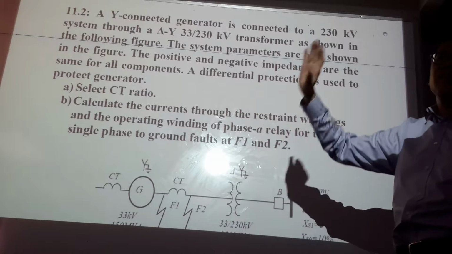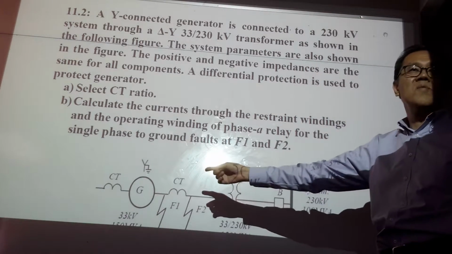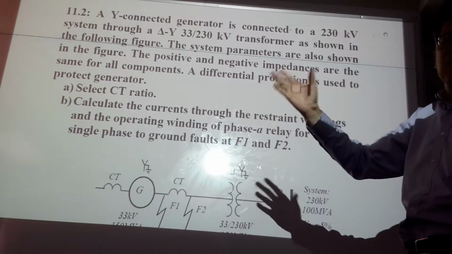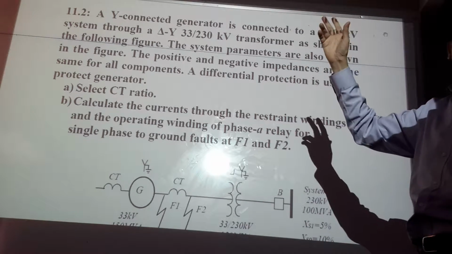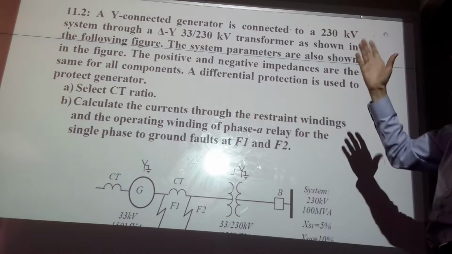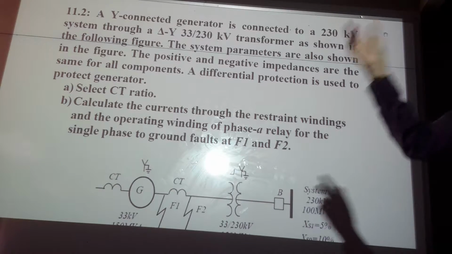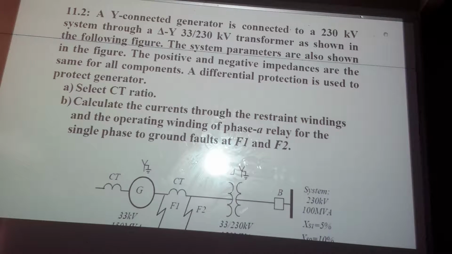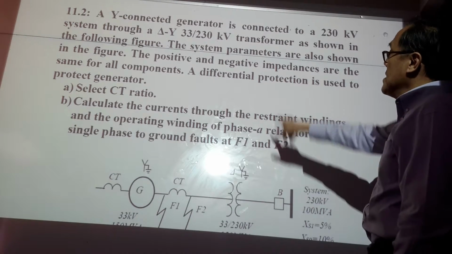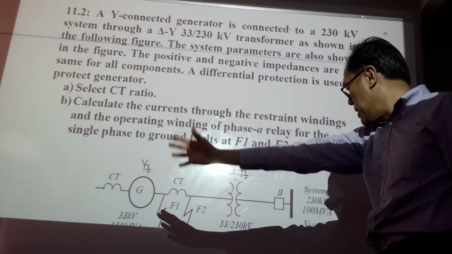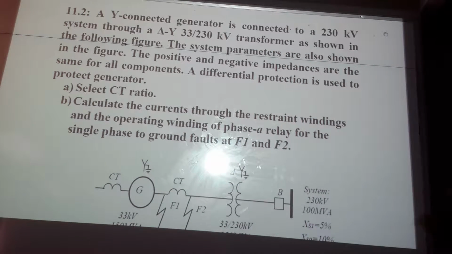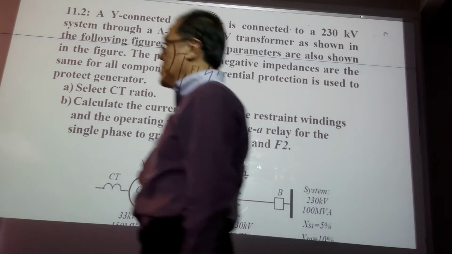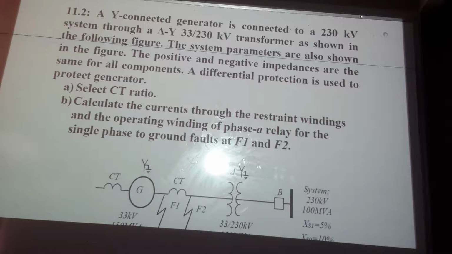So you know delta means the zero sequence current cannot go over because delta will be kind of loop, broken. You remember the transformer ground zero sequence circuit? There's an issue that is broken. And then you have Y on this side. It's called delta Y. 33 on the left, 230 on the right. Because the external system is 230. The system parameters are given in the figure. So the system parameters refer to all these values. All these are system parameters. Okay.